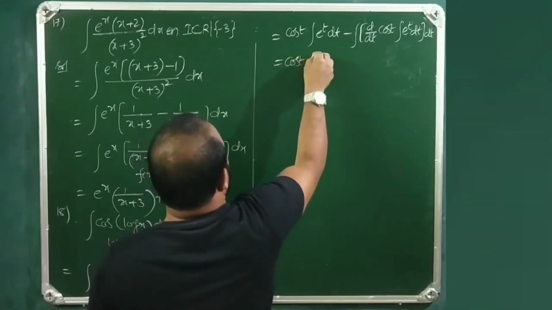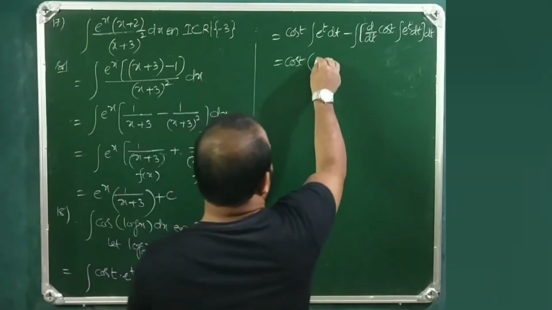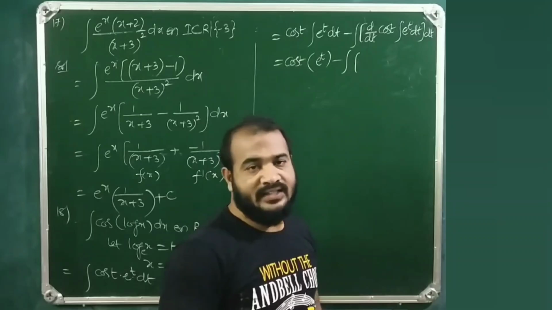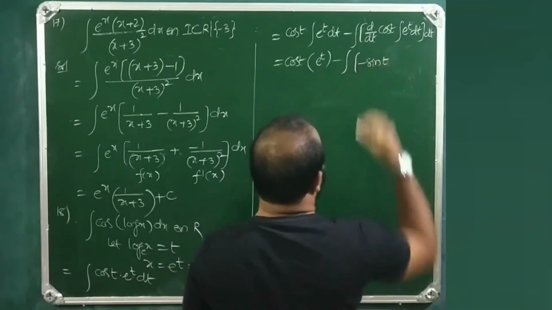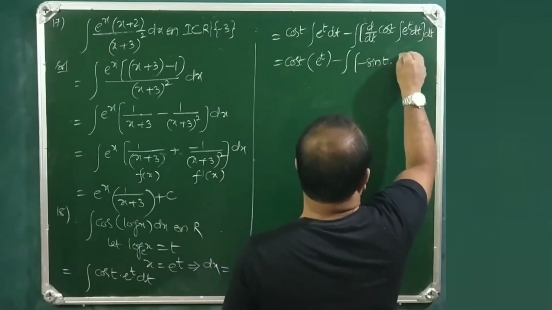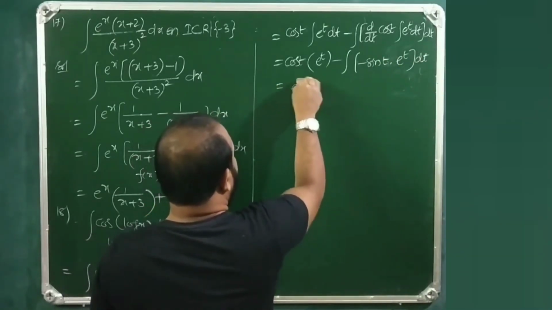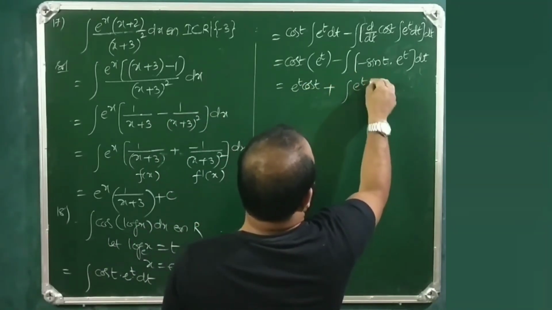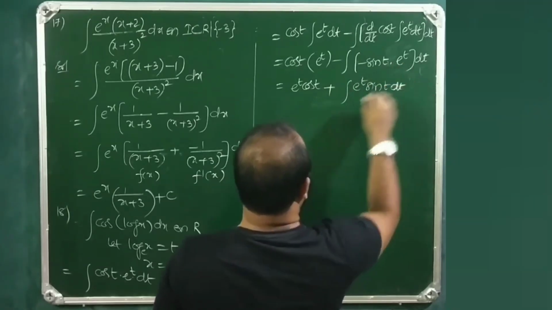So cos t into integral e power t dt is e power t, minus d by dt of cos t, which is minus sin t, into integral e power t dt, which is e power t, dt. So this is equal to e power t cos t, minus into minus is plus, integral e power t sin t dt.